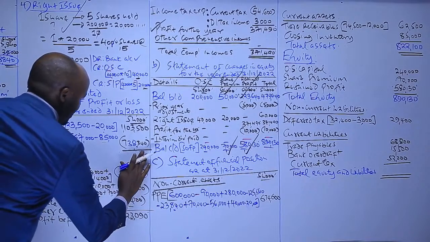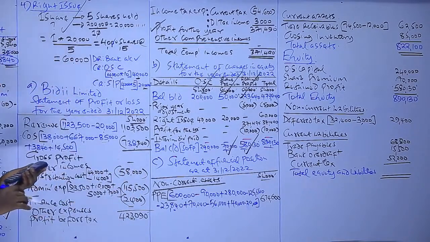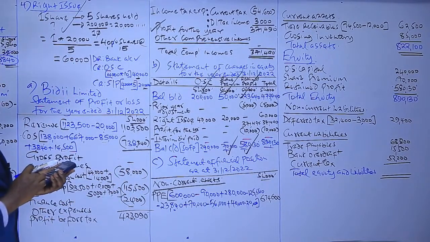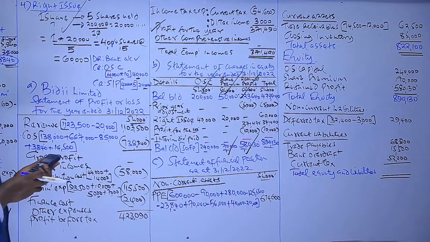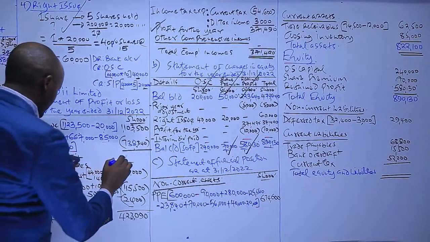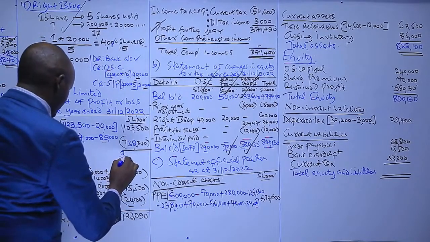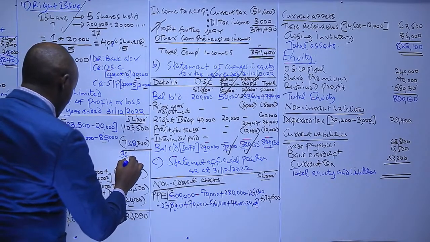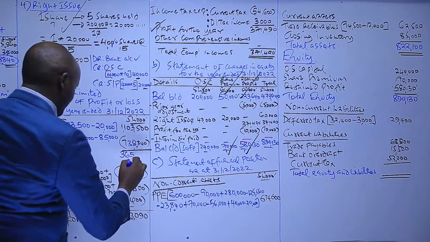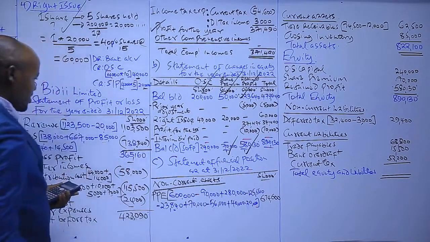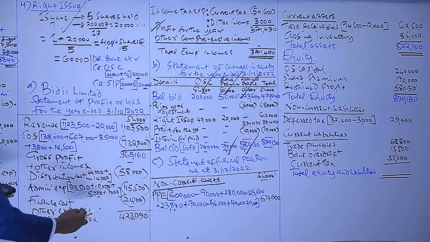That was an error. So let's get the correct figure for the gross profit. We deduct that from our revenue, 1,103,500, and that will give us the correct figure for the gross profit here to be 365,160.